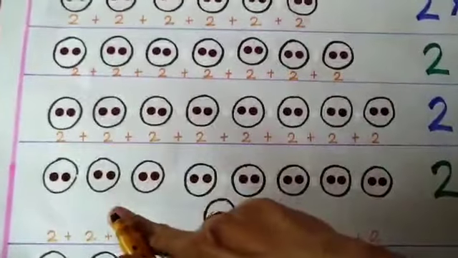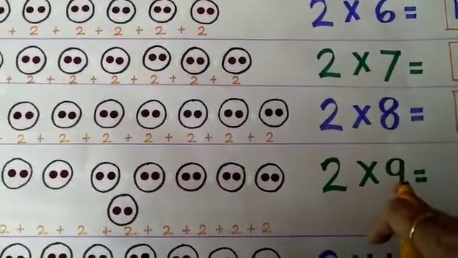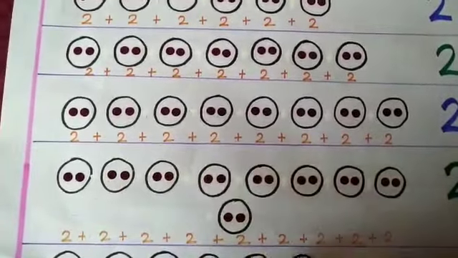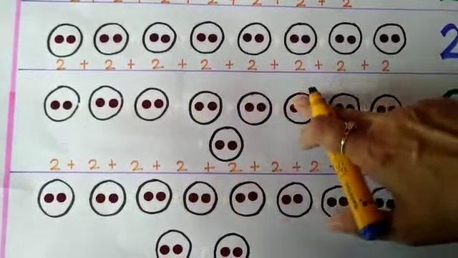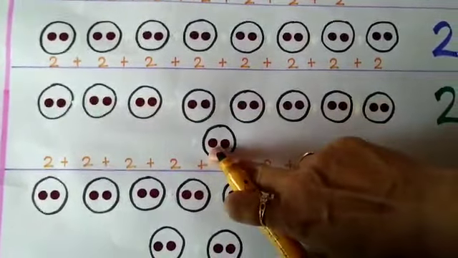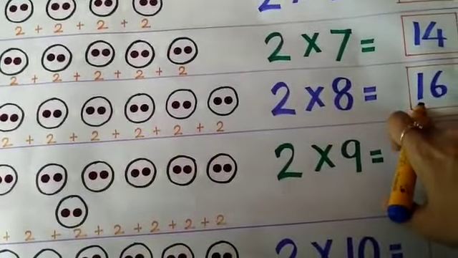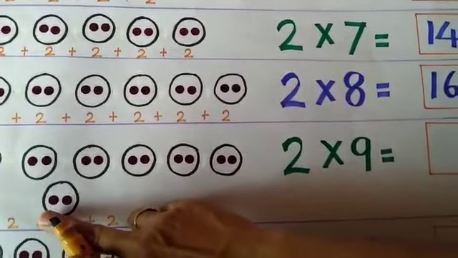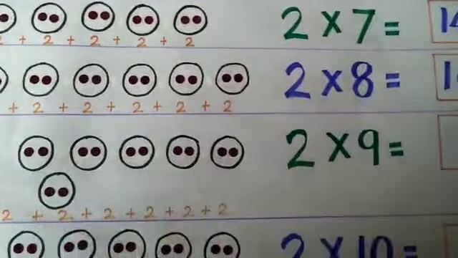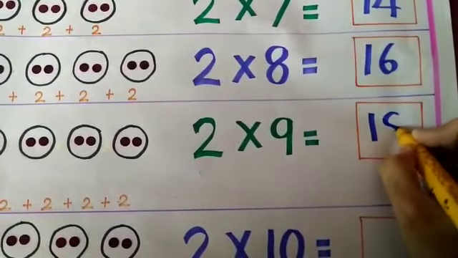Now 2 9s are. So 2 we are going to take 9 times. See, 1, 2, 3, 4, 5, 6, 7, 8 and 9 times. And already 2 8s are 16. And here we are going to add 2 more. So 16 plus 2, that is 17, 18. So 2 9s are 18.